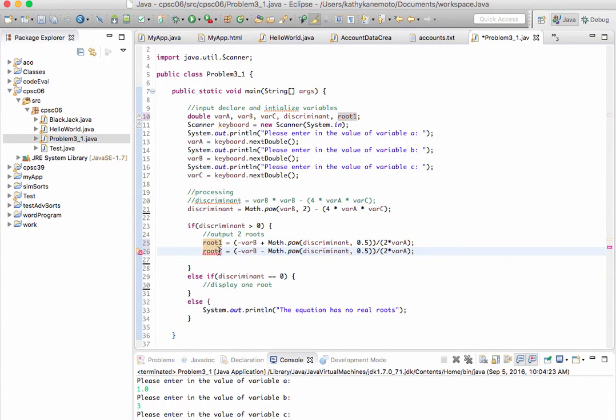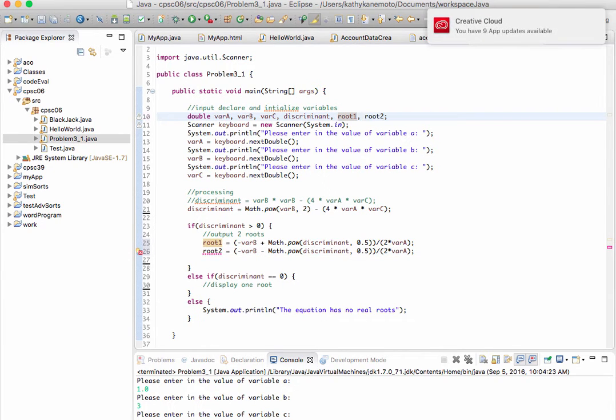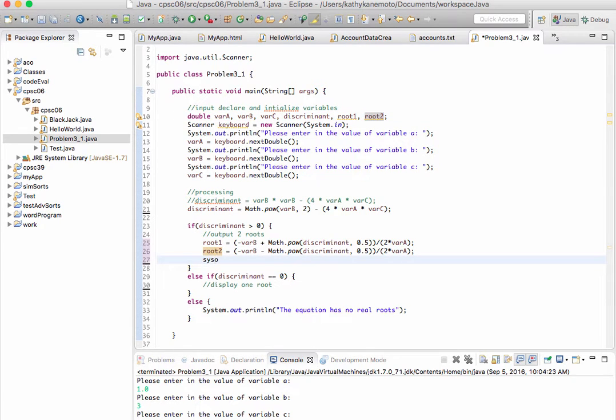And then importantly, name it a different variable name than our first variable, root 1. We'll call it root 2. We'll declare it at the top, and of course, initialize it here inside of our if statement. All that's left to do is output our values here.